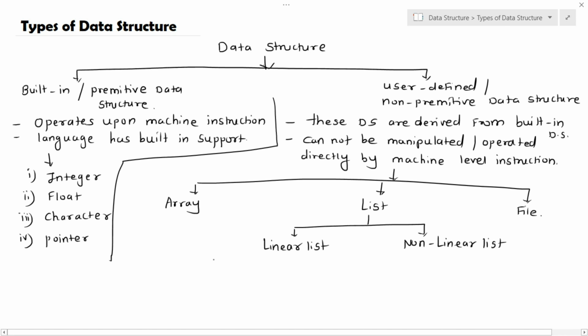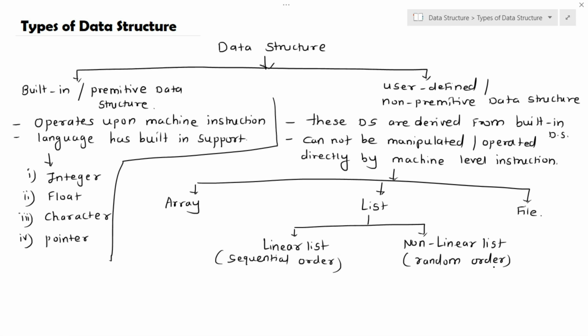Linear list means the data can be stored in a sequential order. And in a non-linear data structure, data can be stored or organized in a random order. Or we can also say the data is not stored in a sequential order, that is, in random order, and that is a non-linear data structure. So linear list means the data is stored or organized in a sequential manner, and non-linear list means the data is not stored in a sequential manner, it is stored in a random order.